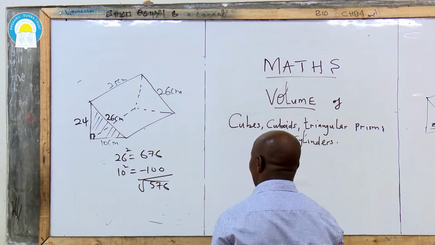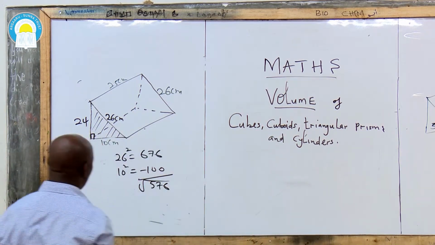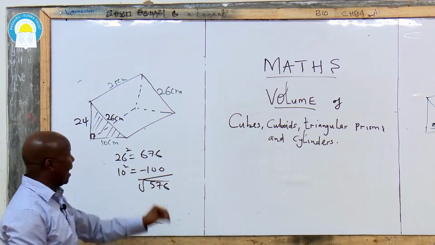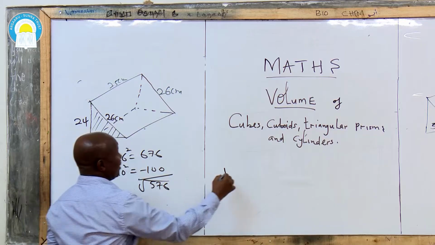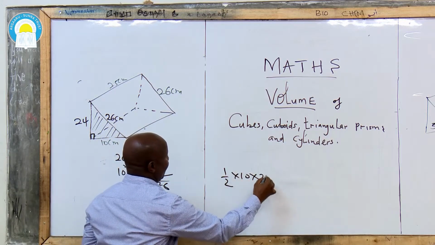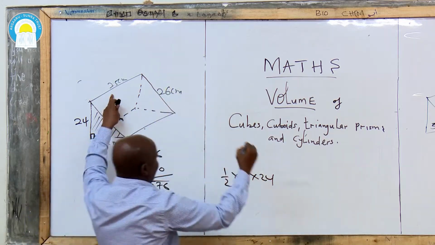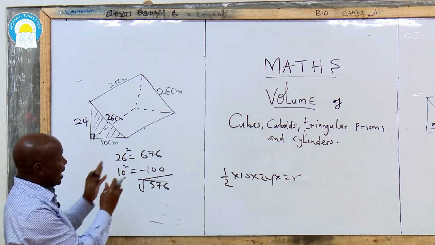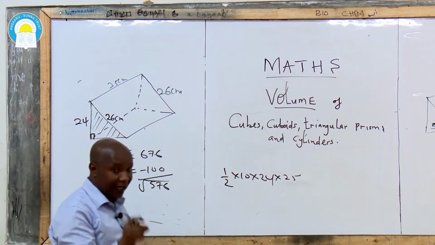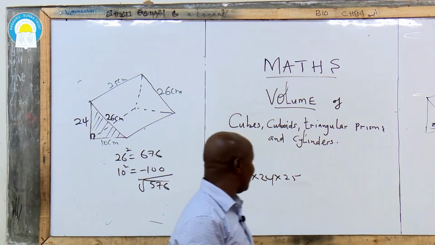Now, from there, you can get the area of the triangle, which is a half multiplied by base multiplied by height, which is now a half. Our base becomes 10, and our height is 24. Then times the length, which is 25. Then you'll be able to get the volume. This is what they tested last year, and I'm afraid they will test it again this year.